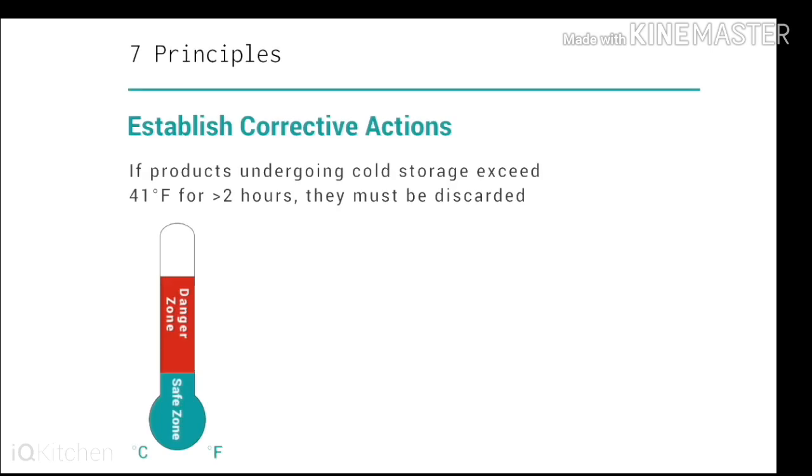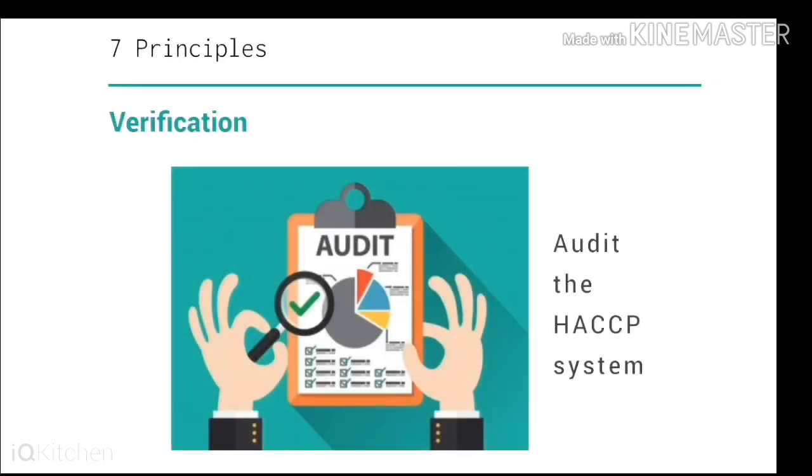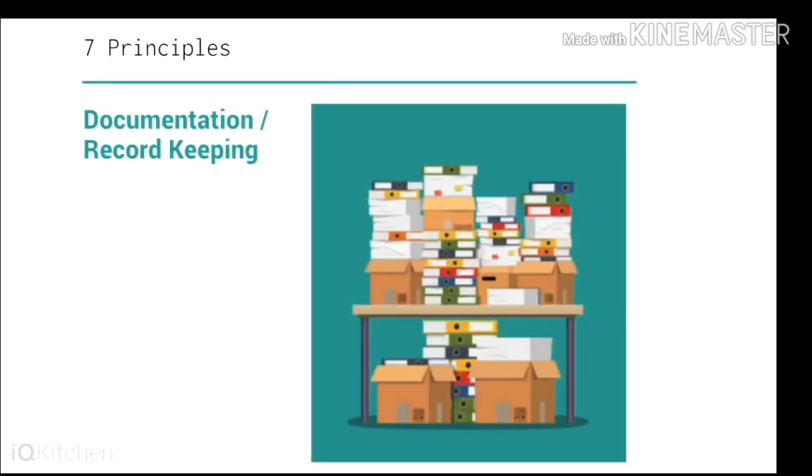Principle 5. Establish corrective action. Corrective actions are the procedures that are followed when a deviation in a critical limit occurs. Also, an investigation must be conducted to determine what caused the deviation and how to prevent recurrence. Principle 6. Verification. Those activities other than monitoring that determine the validity of the HACCP plan and that the system is operating according to the plan. Principle 7. Documentation. A key component of the HACCP plan is recording information that can be used to prove that the food was produced safely.